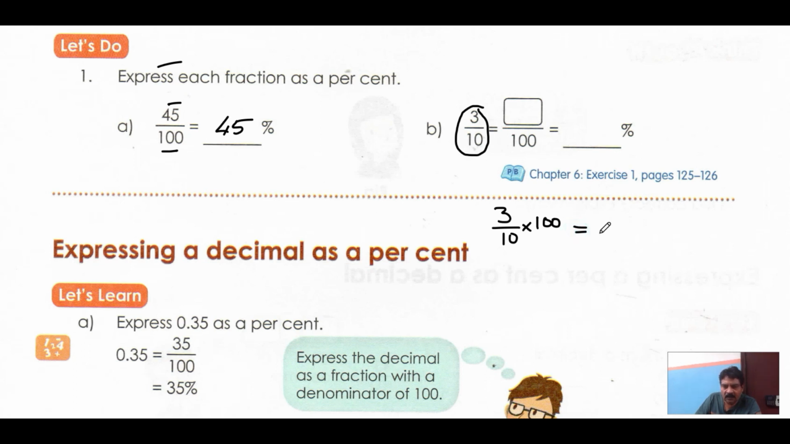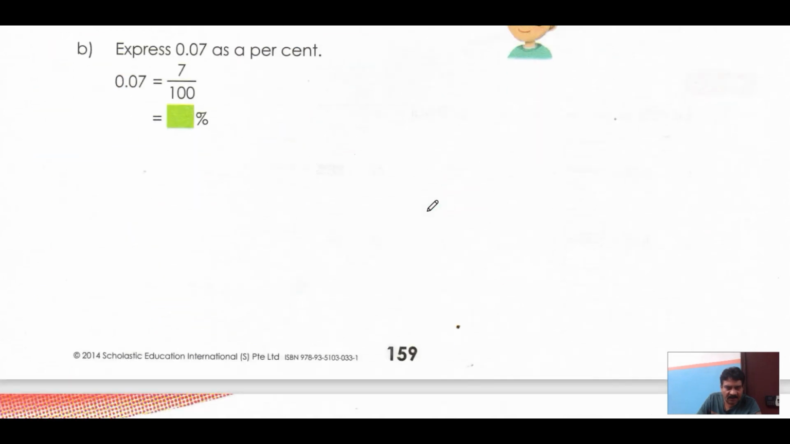Now, the numerators are going to multiply: 3 into 100 by 10, the denominator. 10 ones are 10, 10 tens are 100. Now it becomes 3 into 10, which is equal to 30%, right? So you simply write down here 30%. Here you can write it as 30 out of 100 is 30%. Now let's come back to the next one.